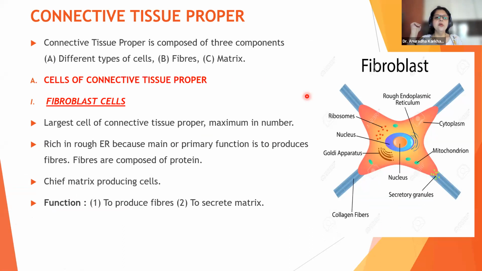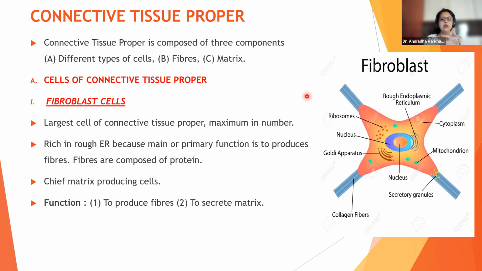Connective tissue proper is composed of three components. That is different types of cells, plus the fiber and the matrix. All will make up your connective tissue proper. So ये particular tissue में तीन चीजें हैं बेटा. एक है अलग-अलग type के cells है. Along with the different types of cells, it's also going to have certain fibers. And along with the fibers, it's going to have a matrix which will hold these fibers and the cells together.